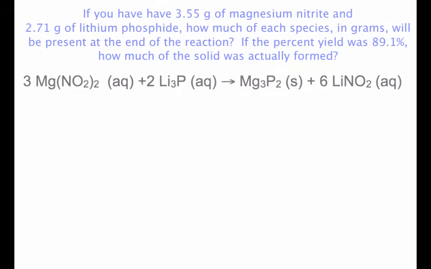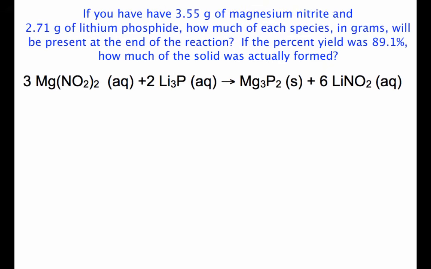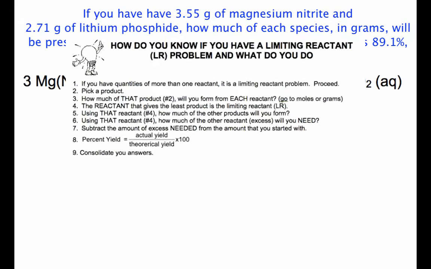phase. The question that I have for you is, if you have 3.55 grams of magnesium nitrite and 2.71 grams of lithium phosphide, how much of each species in grams will be present at the end of the reaction? If the percent yield was 89.1%, how much of the solid was actually formed? Please follow the steps in your workbook to solve this problem.